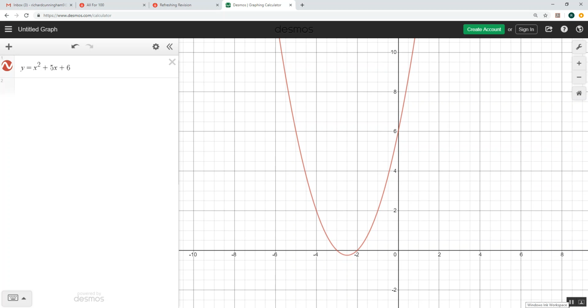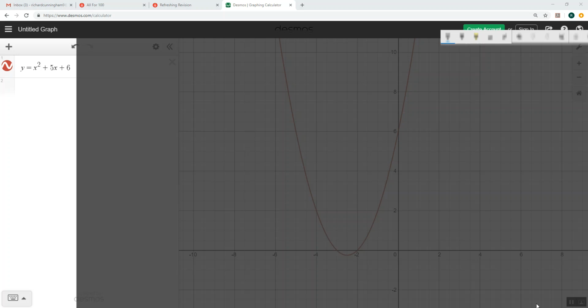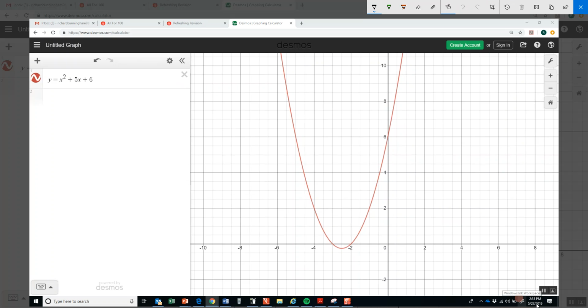What I want you to do in your book is draw a sketch of this. By sketch, I just mean the axes and then just the shape, okay? We're going to label this. This is the y-intercept, because it is intercepting the y-axis.